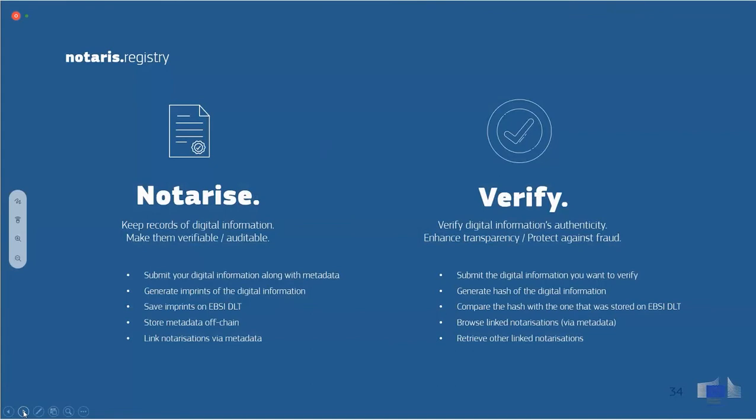This slide explains the capabilities currently available. I will read them fast because I will explain them again in the next slide. On the notarize side, you can submit digital information with metadata, generate the imprint, store those imprints on the EBSI ledger, store the metadata off-chain, and link notarizations via metadata. On the verification side, you can submit the digital information that you want to verify, and the application will allow you to generate the hash, compare it with what is stored on the EBSI ledger, browse for linked notarizations, and retrieve any linked records that might be of interest. Next slide, please.